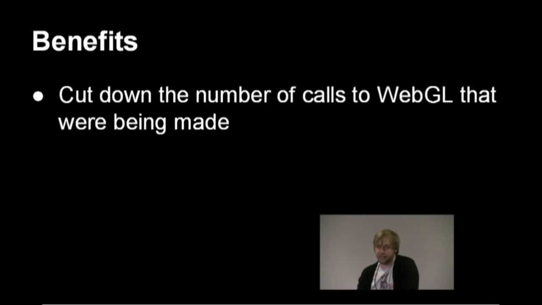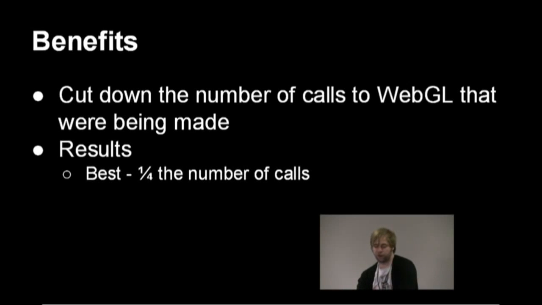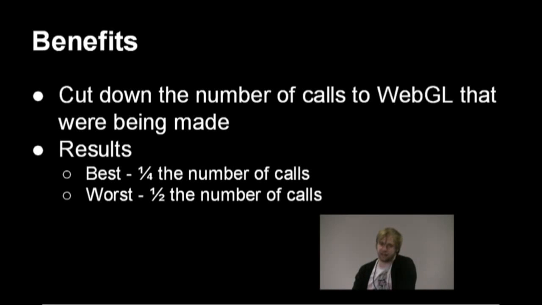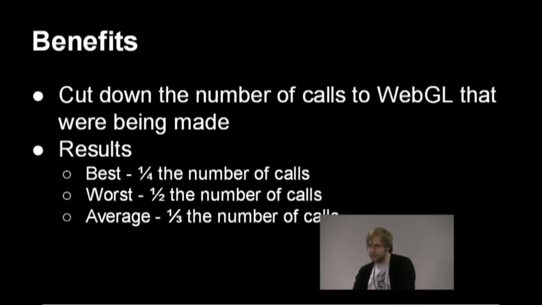So really, this was a big win for us. The older version of the API did nothing like this, so it drastically cut down the number of calls. And here are some results for you. At best, we are making a quarter of the number of calls. That meant that in some cases, 3/4 of the number of calls were worthless. And at worst, we seem to be making about half the number of calls we made. And my completely unscientific study seemed to say that it was about 1/3 on average.